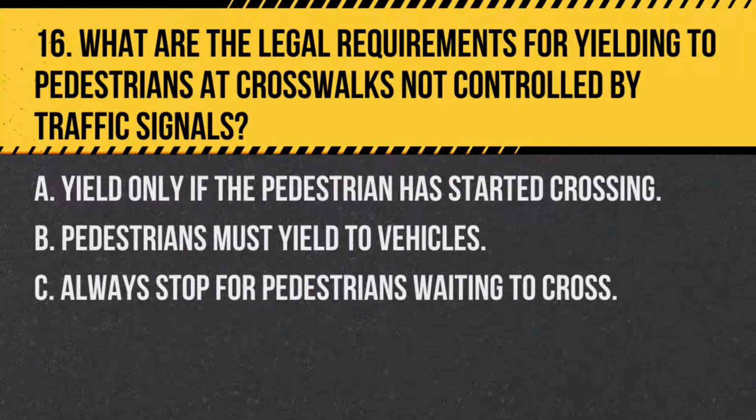Question 16. What are the legal requirements for yielding to pedestrians at crosswalks not controlled by traffic signals? A. Yield only if the pedestrian has started crossing. B. Pedestrians must yield to vehicles. C. Always stop for pedestrians waiting to cross. Answer: C. Always stop for pedestrians waiting to cross. Drivers must yield to pedestrians at crosswalks, ensuring their safety.